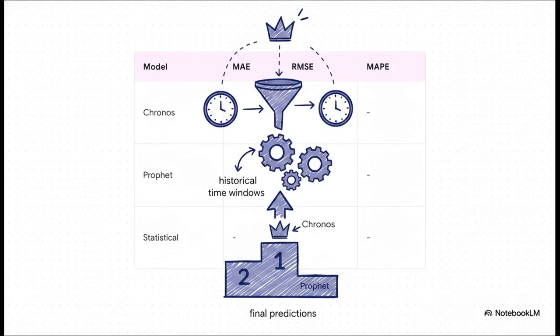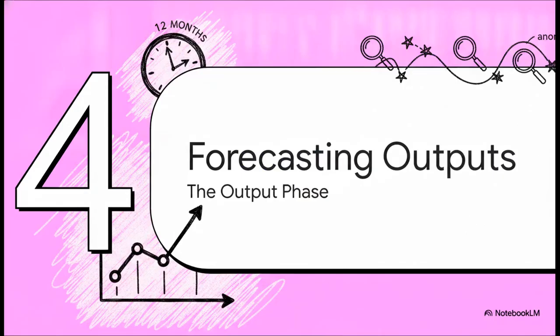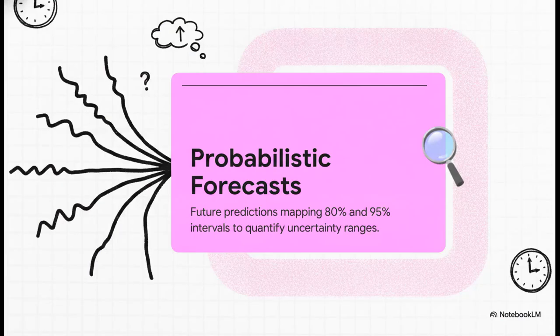Absolutely no guessing required. That brings us to Section 4, forecasting and finding anomalies, the output. Before we actually look at the results, let's quickly clarify an important concept, probabilistic forecast. These are future trajectory predictions that map out 80% and 95% prediction intervals to quantify the range of uncertainty. So the crucial point here is that a point forecast alone, just drawing a single definitive line into the future, just isn't enough in the real world. Quantifying our uncertainty, really knowing the absolute best and worst-case scenarios within a certain probability, is just as important as the point forecast itself if we want to make safe business decisions.